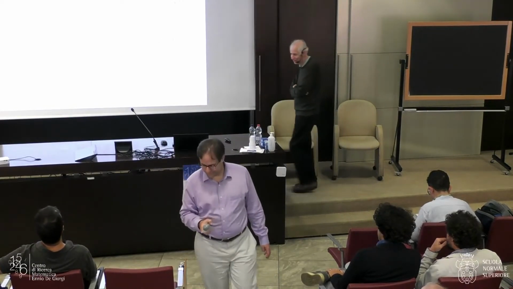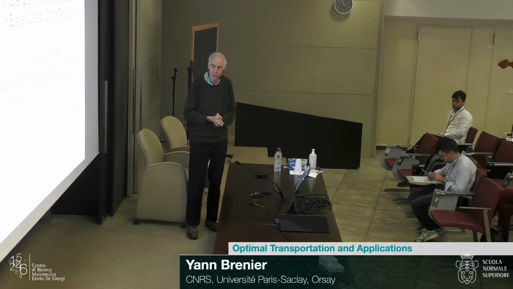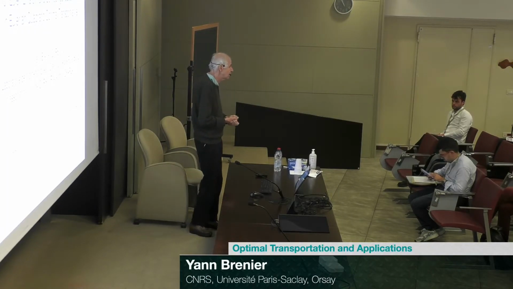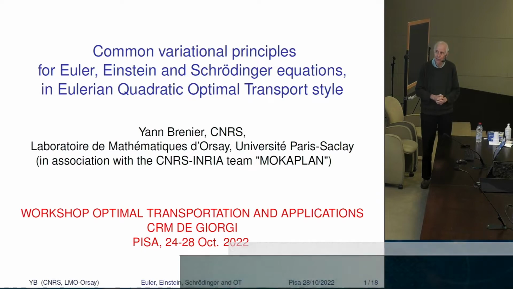Okay, thank you, Robert. Well, of course, we are all grateful to the organizers and to the De Giorgi Center for this wonderful week. So today I would like to discuss the possible generalization of the quadratic optimal transport problem written in Eulerian coordinates, or what people call the Benamou-Brenier type formulation.